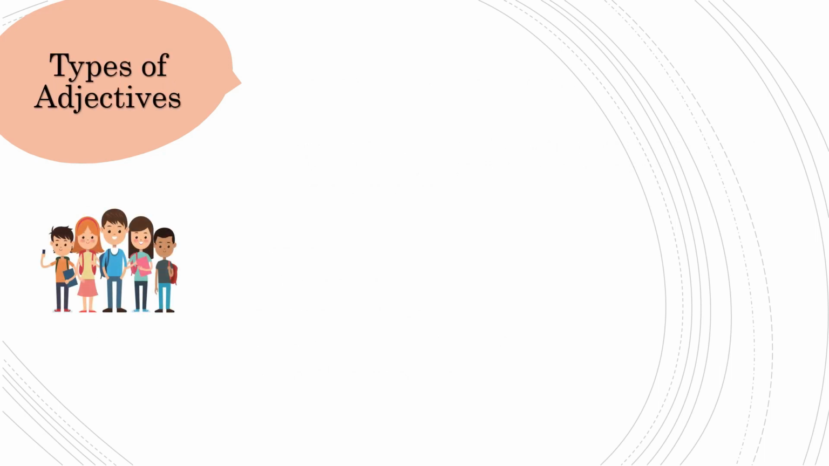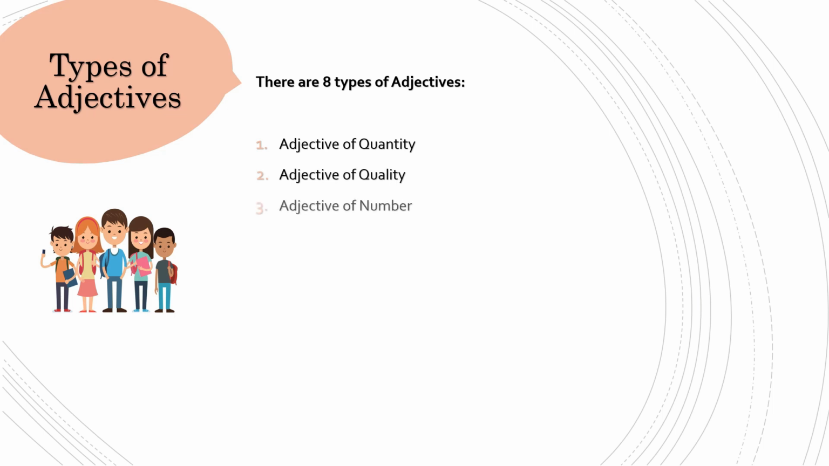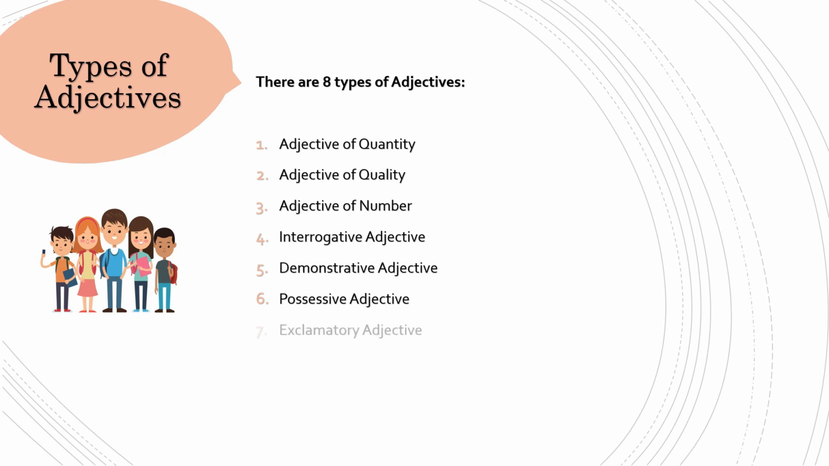Types of adjectives. There are 8 types of adjectives. Adjective of quantity. Adjective of quality. Adjective of number. Interrogative adjective. Demonstrative adjective. Possessive adjective. Exclamatory adjective. Emphatic adjective.